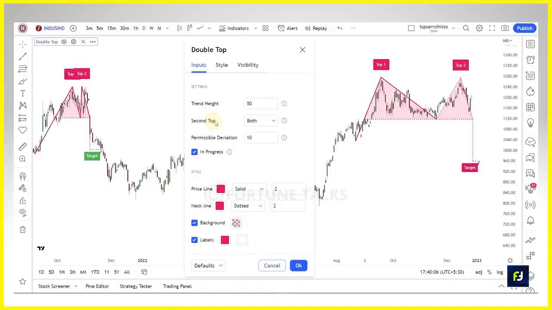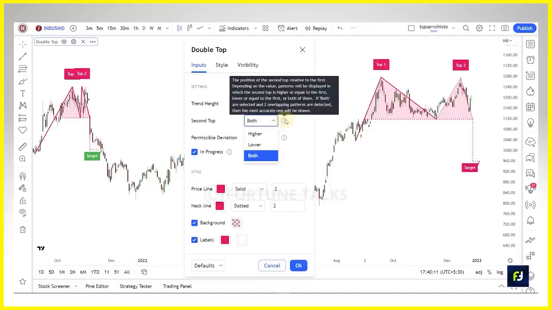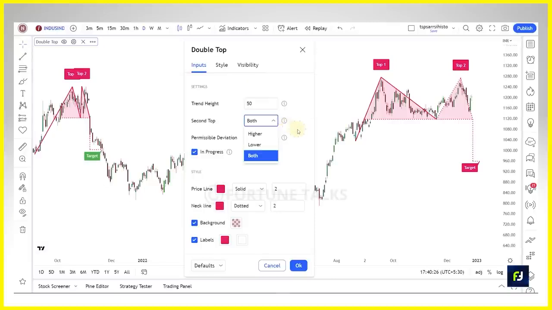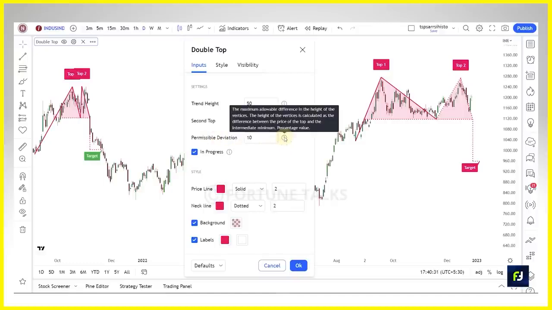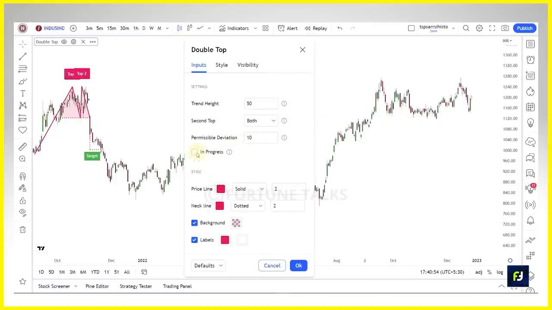Now the next parameter is the second top, which means where do you want the second top to be formed? Do you want it exactly at the same height, or higher, or lower? Depending on this parameter, different double tops will be displayed on the chart. Now the final parameter is the permissible deviation, which refers to the extent to which the second top should vary from the first top. Now the more this deviation, the more results will be displayed by the indicator, but with a lower accuracy. So try to maintain a tight deviation and always make sure to tick the in progress box to display ongoing pattern formations.